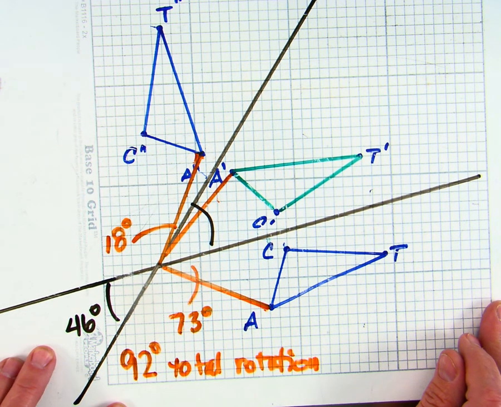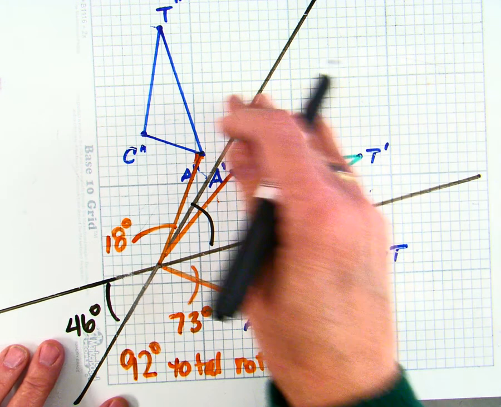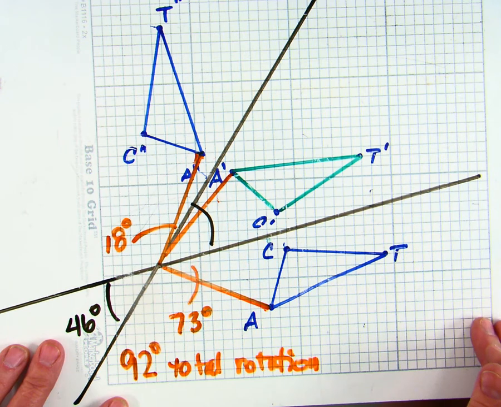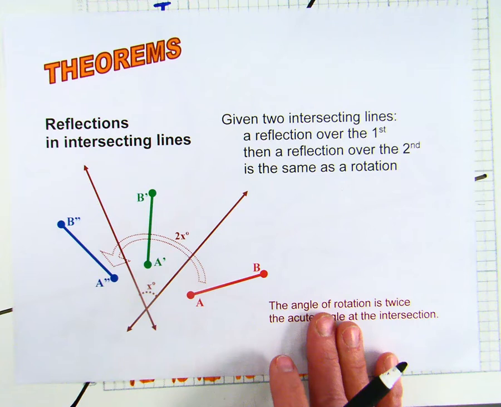And so what I have here is the rule, which is that reflection over two intersecting lines is the same as a rotation, and the measure of the rotation is twice the angle that the intersecting lines make. So that's a theorem as well. Here we have reflections in intersecting lines. Make a note of this.